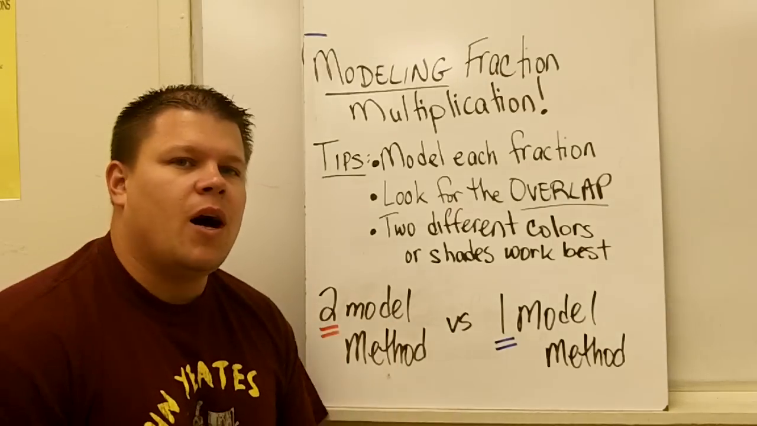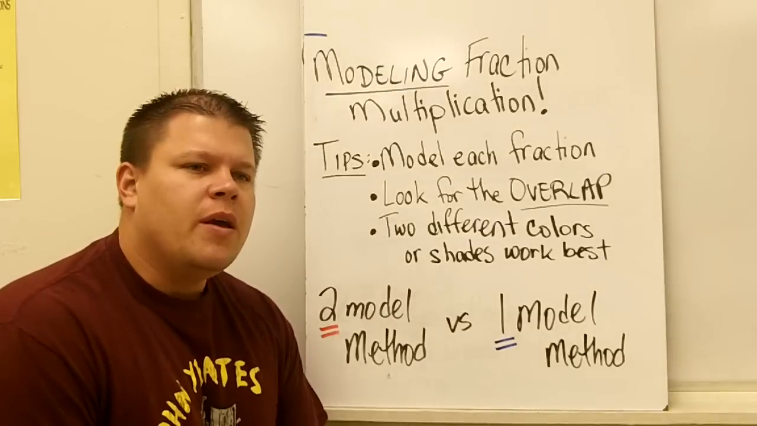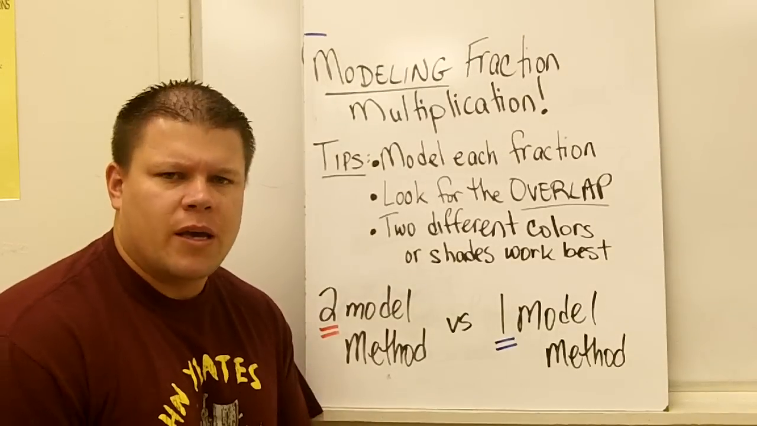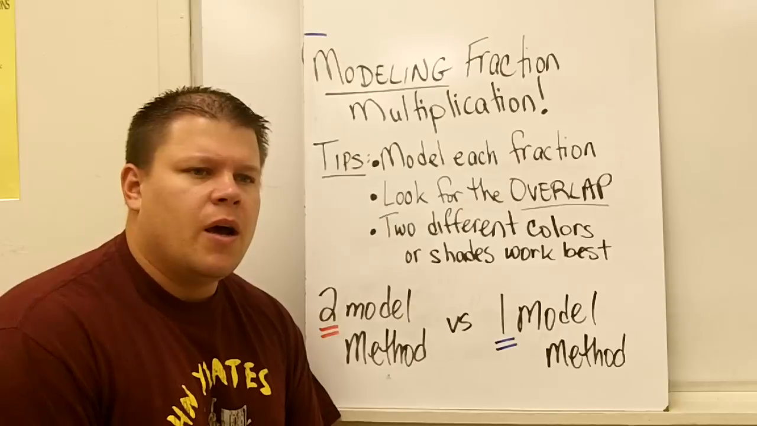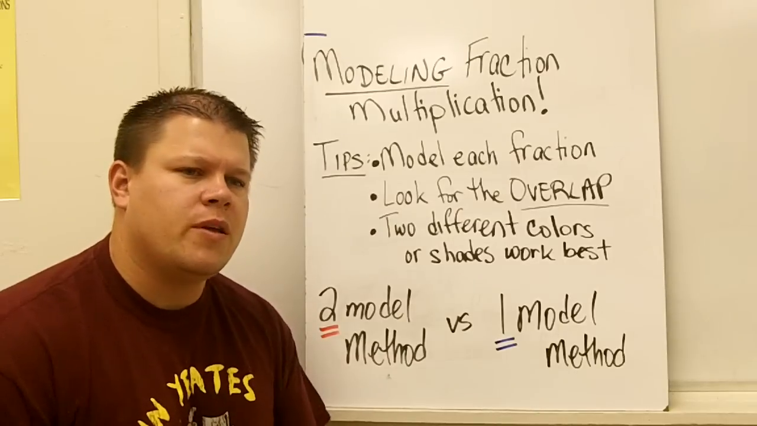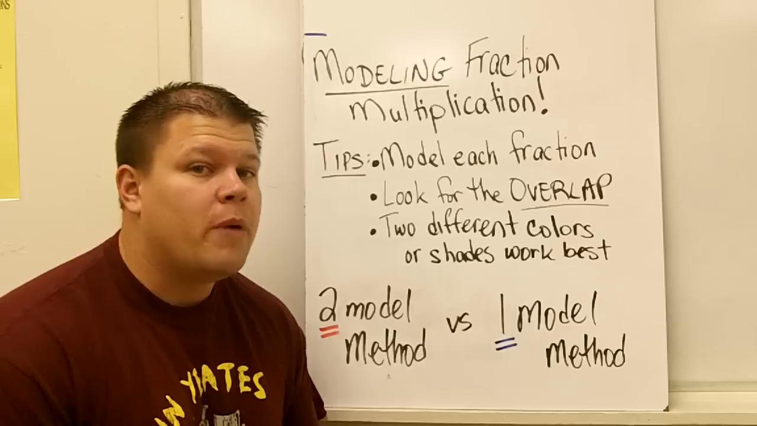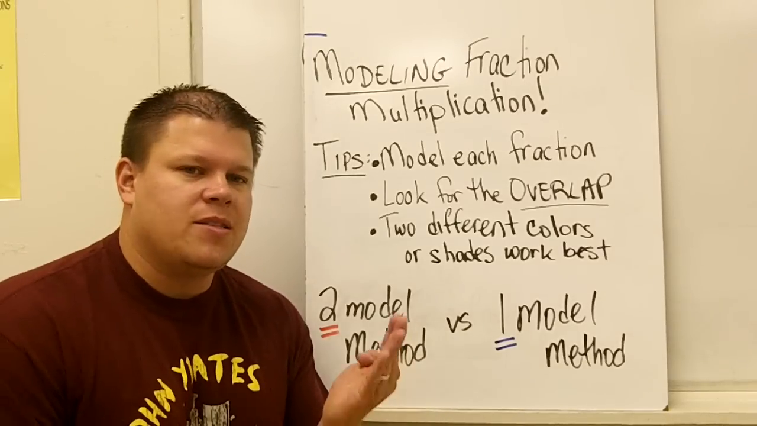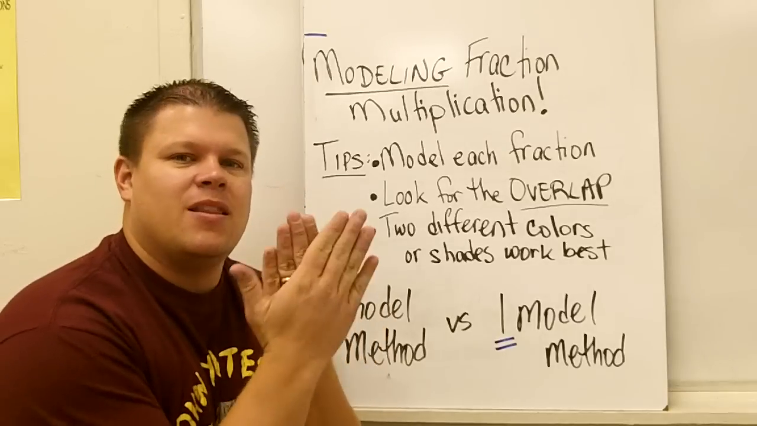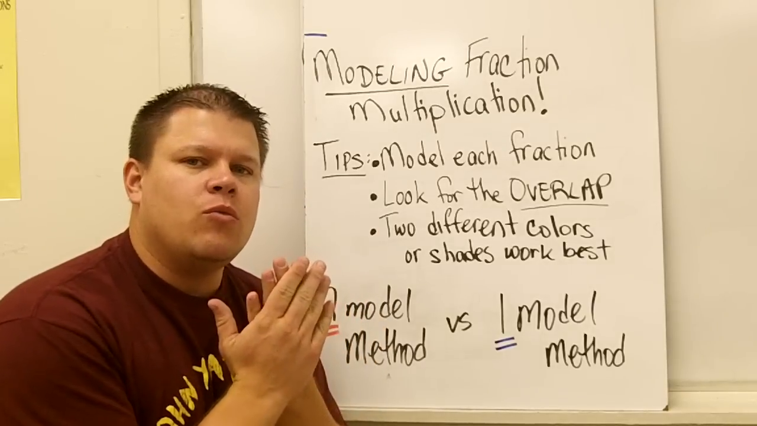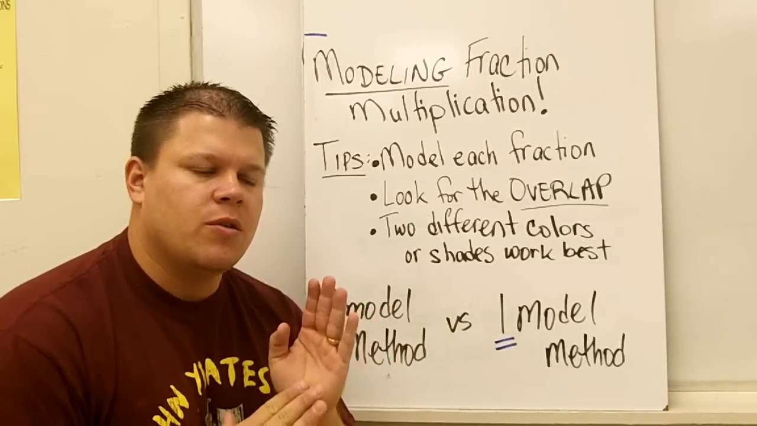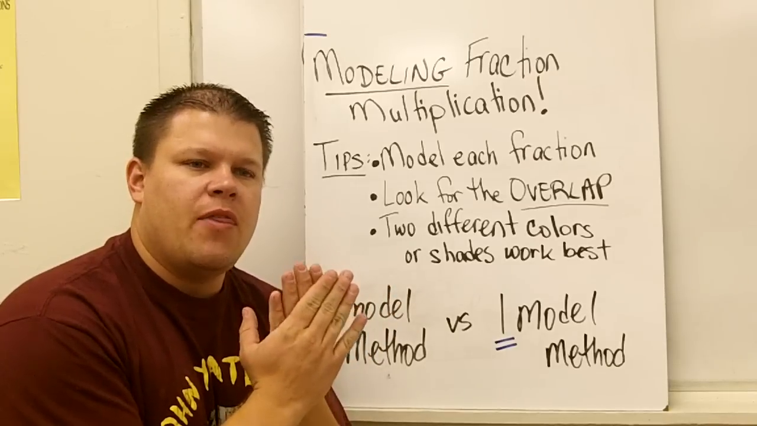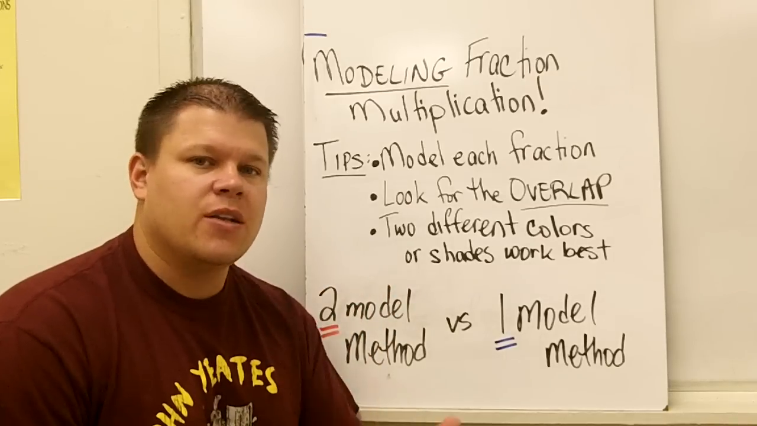We're talking about modeling fraction multiplication, and we're basically drawing pictures to create a product for a given multiplication problem. There are two different methods that you can employ for this. You could either use a two-model method or a one-model method. The two-model method would require taking those two pictures and literally stacking them on top of one another to see where there is overlap. Where does the model of one picture overlap with the model of another picture? And that, in essence, is going to find us an answer.